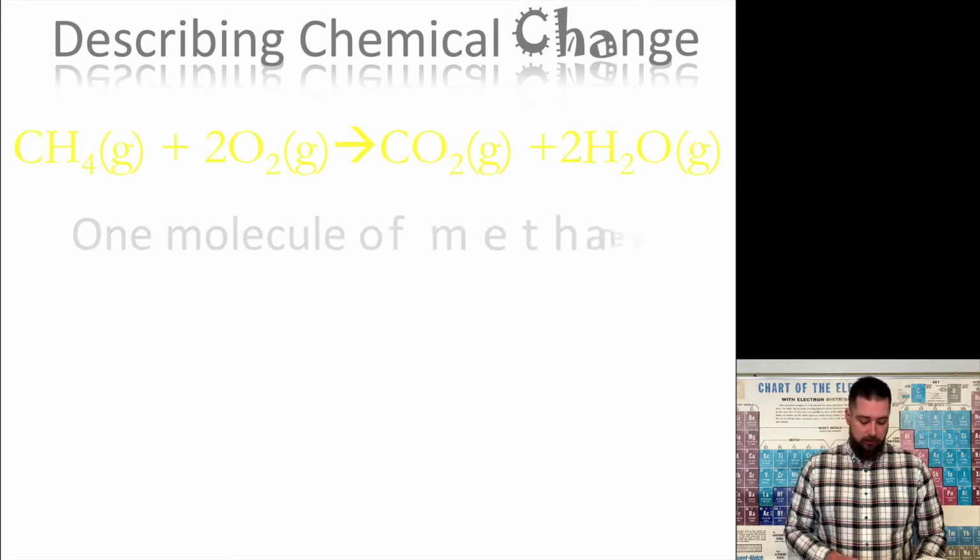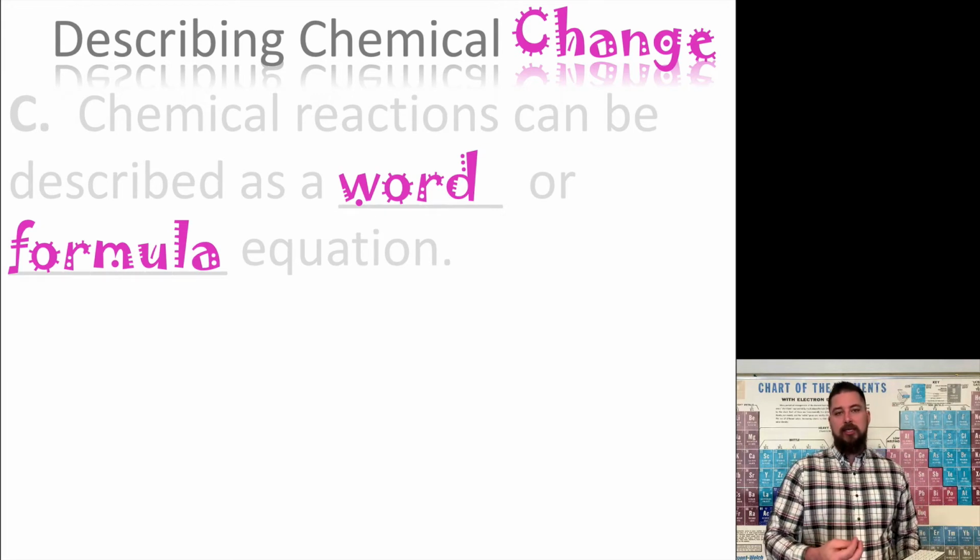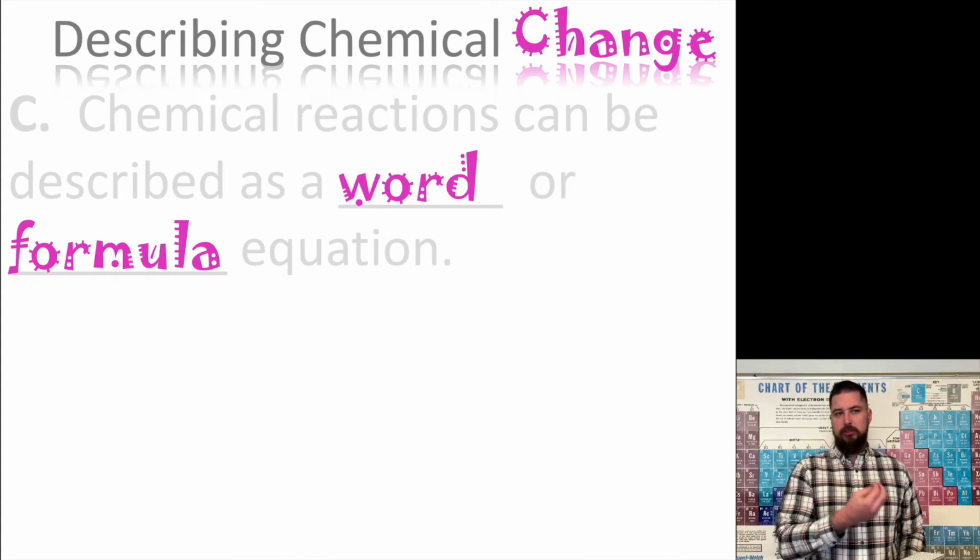Chemical reactions can be described as a word or formula equation. A word equation, an example would be like hydrogen gas reacts with oxygen gas to produce water vapor. And so that's a word equation where I just said the words that describe what the chemical reaction is doing.